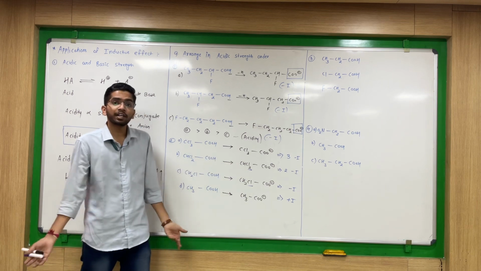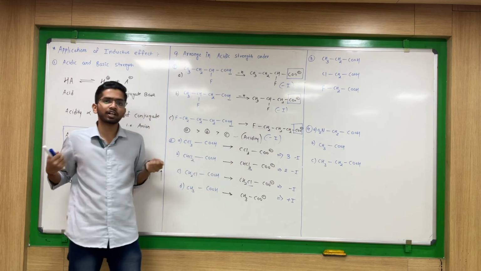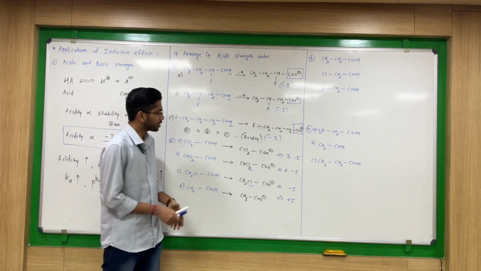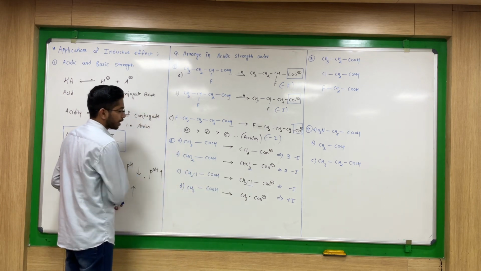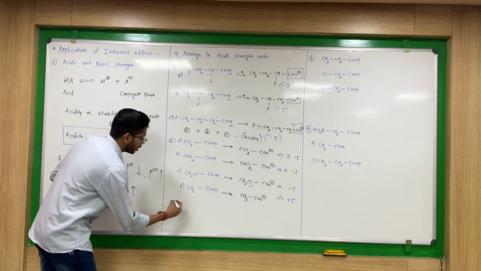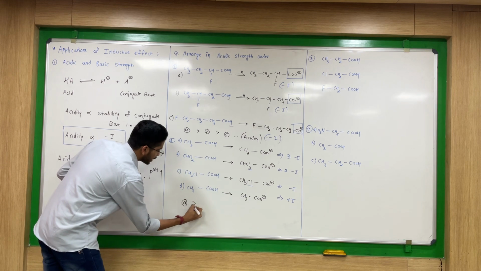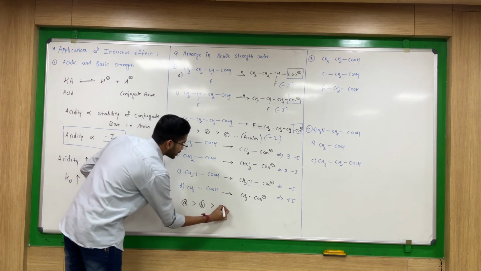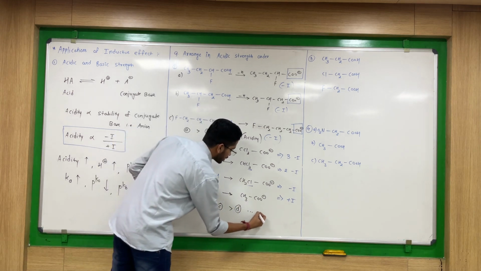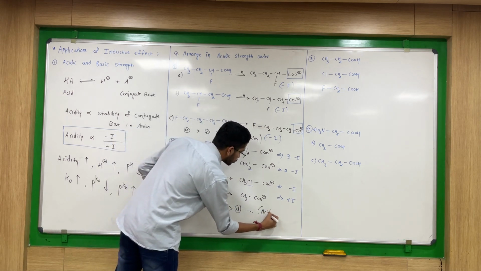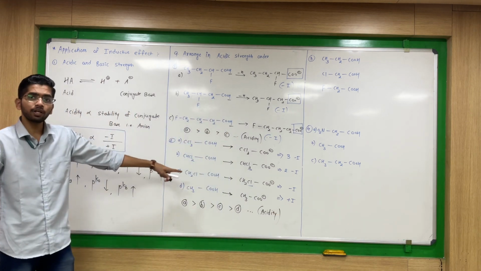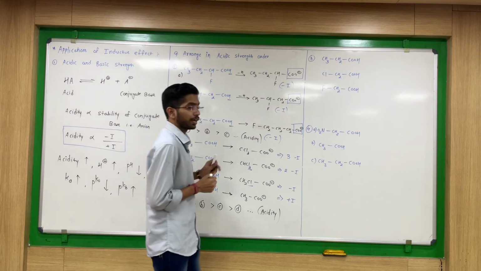Obviously in the first case. Why in the first case? Because 3 chlorine are taking that electron density. Here 2 chlorine are taking and here 1 chlorine. So obviously A will be more acidic than B, more acidic than C, and then last we have D. This is the acidity order for this example. Hope you understand these two examples.